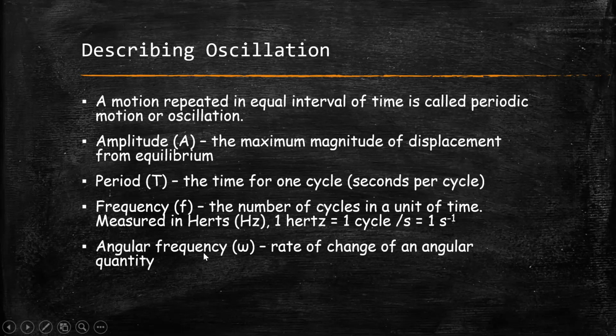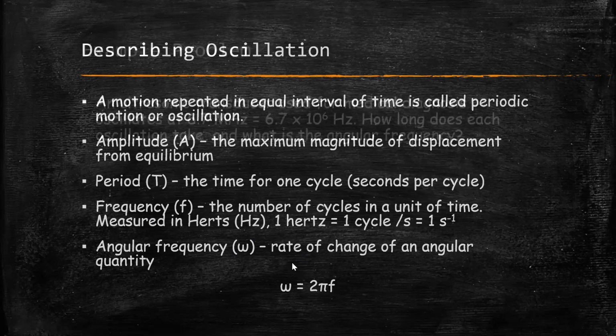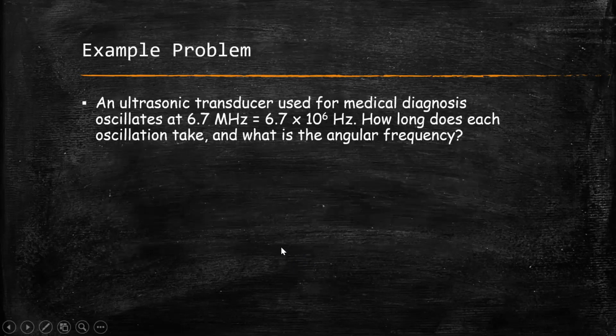And lastly, we have the angular frequency, and the symbol for angular frequency is a small letter omega, which is the rate of change of an angular quantity. To get the angular frequency, we have this formula: omega is equal to 2 pi f, where f is the frequency. Now that we are able to describe oscillation motion, let's have an example problem.